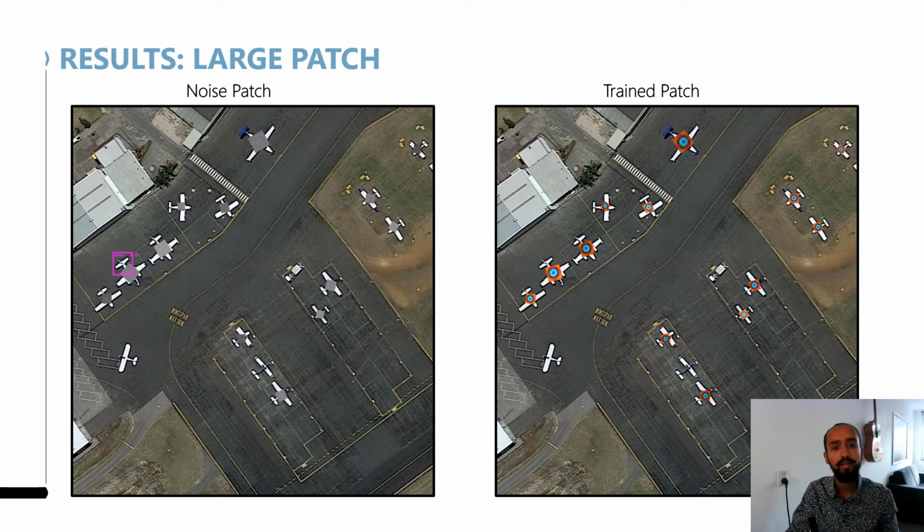Here you can see an example of the large patch configuration. The random patch placement is shown on the left and the final trained patch placement on the right. Here you can see that the large patch does not show added value compared to the noise patch on the left.